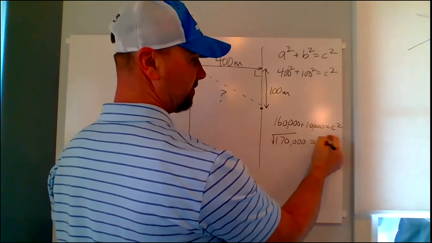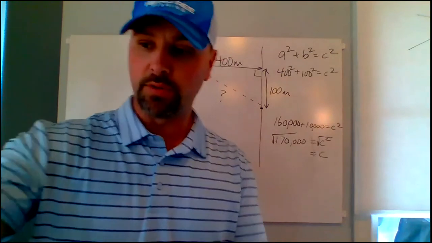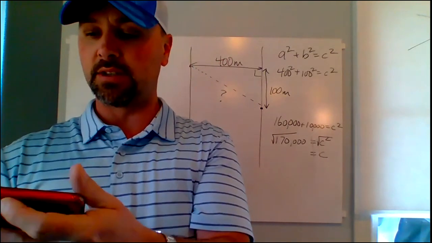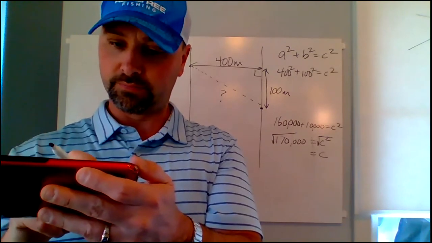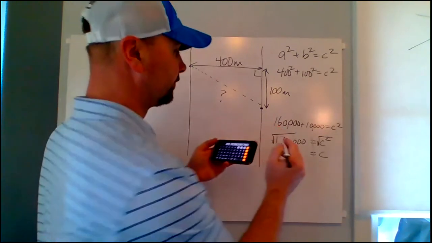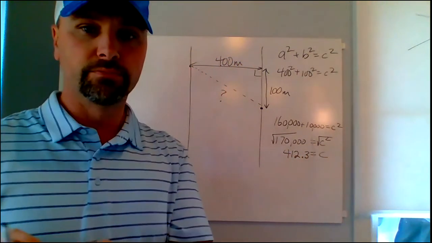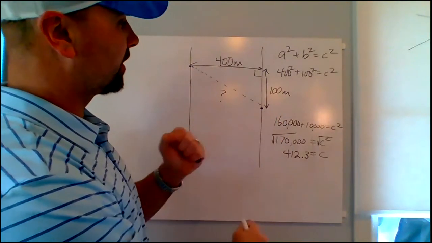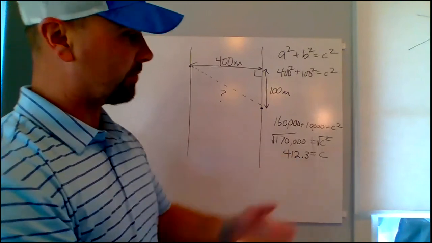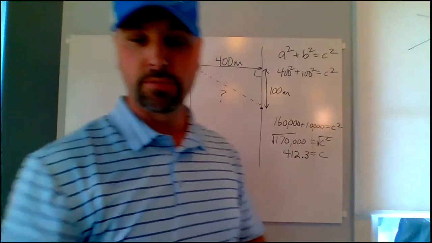Last step, square root. So square root of 170,000 is 412.3. So even though it is 400 meters wide, he swam 412 meters because of the current. Okay. So that's kind of how you do that.